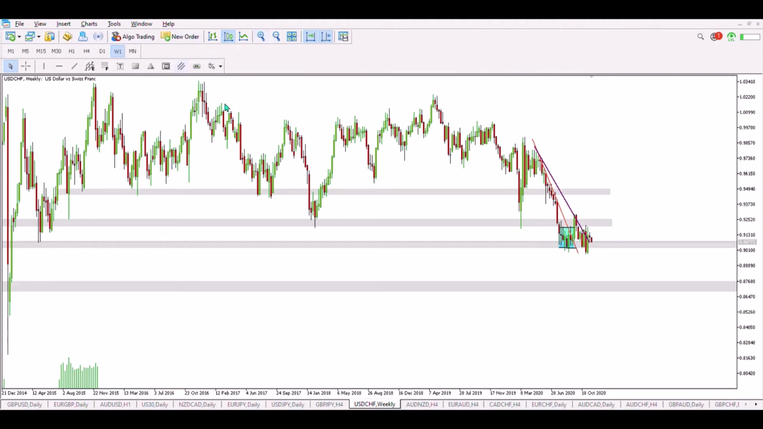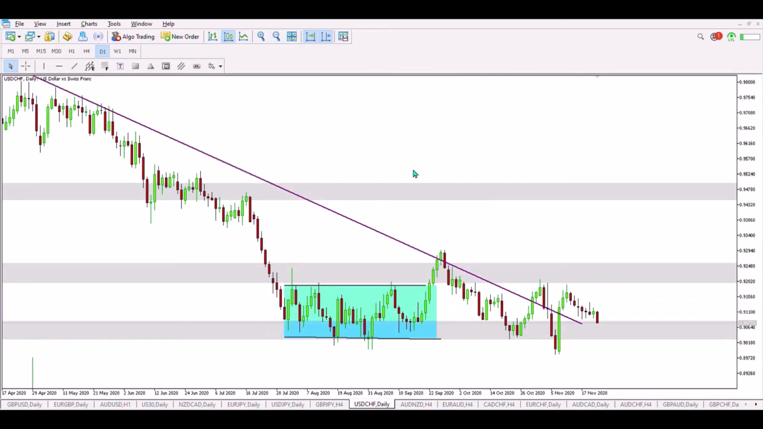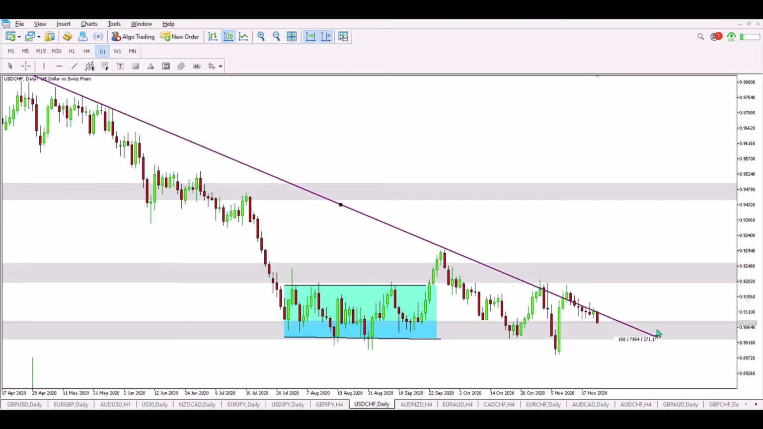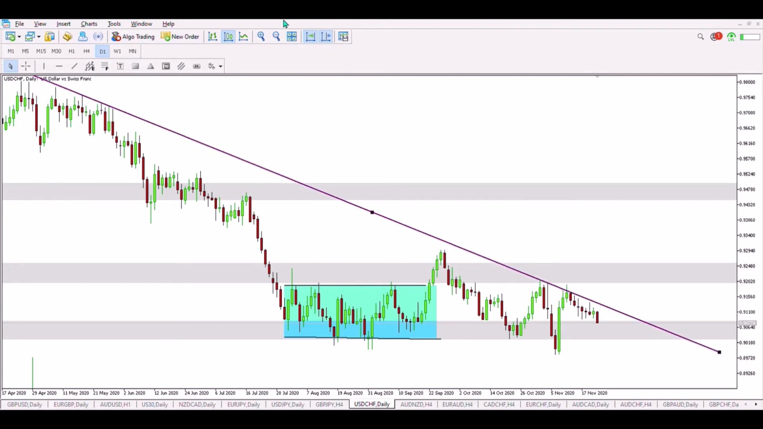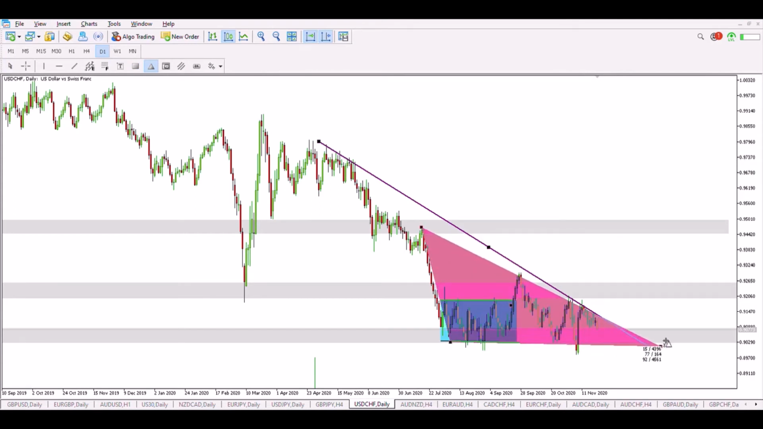Now here on the USD CHF, we're still in a downtrend based on the daily chart. And when we zoom in on the daily chart, we can see this. We have to again readjust the downtrend because it has new values which have to be considered. And again, another triangle pattern. You see how often it is, guys.